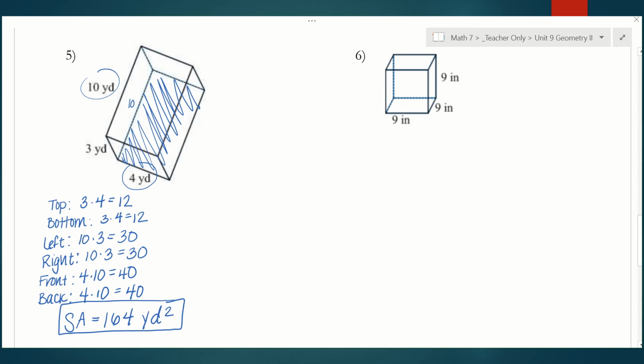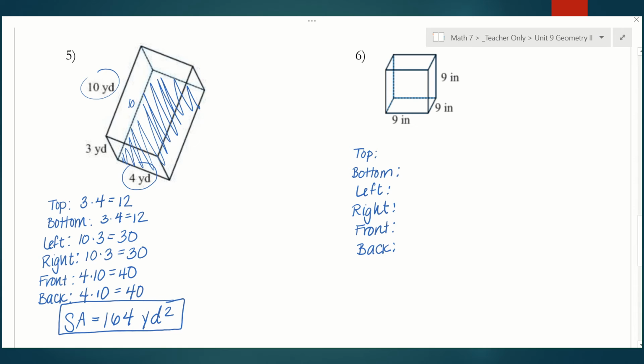Okay. All right, let's see how you did with the cube. So remember, same thing for the cube, but what's kind of nice is that all of these sides are the same. So honestly, the thing that takes the longest is just writing all of these sides out. You guys can absolutely abbreviate too. T, B, L, R, F, B, and like that.